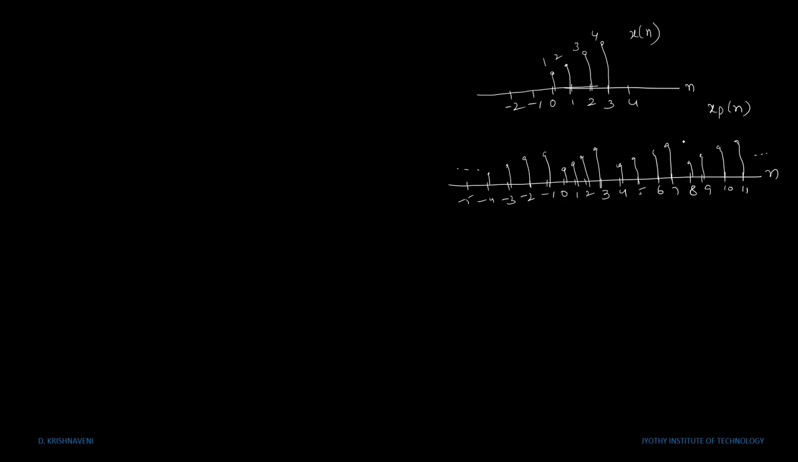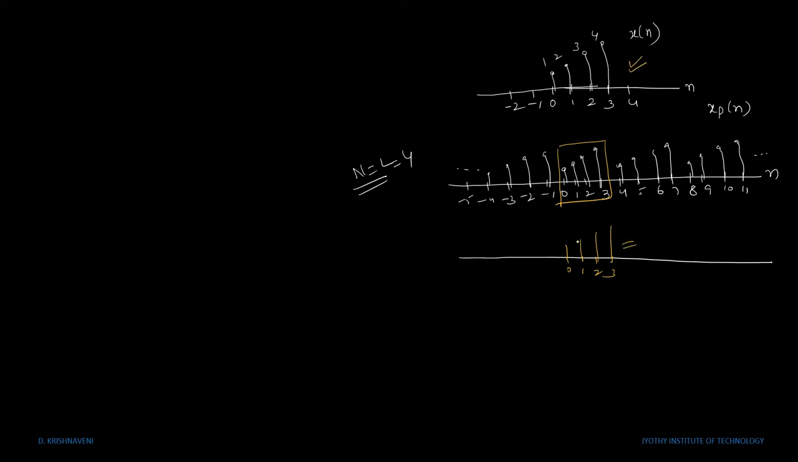Now we have xp of n. Now from xp of n, let us say we have taken N equal to L, that means N equal to L equal to 4 we have taken. Then in that particular case, what happens? From the periodic signal xp of n, because N is equal to 4, we take 4 samples and we get back the 4 samples. So whatever we get back from xp of n and whatever is x of n, it is the same.